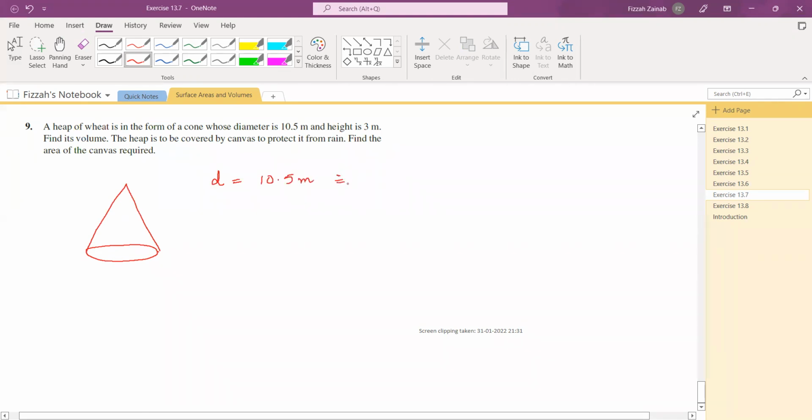So this implies that your radius of base is how much? 10.5 divided by 2 meters. All right, so I'm leaving it in fractions. Now your height is 3 meters. Find its volume. Now what is the formula for the volume, Miraj? Volume of a cone?